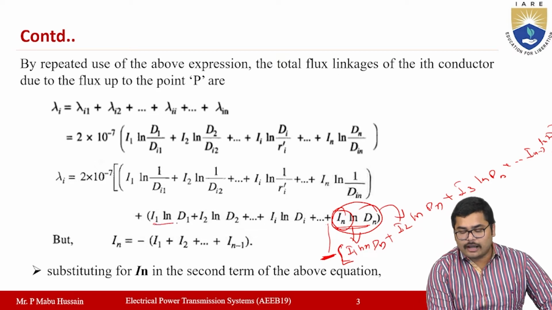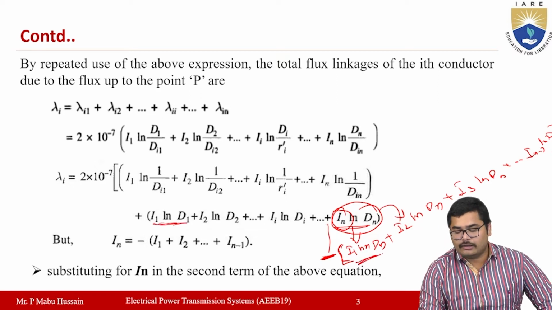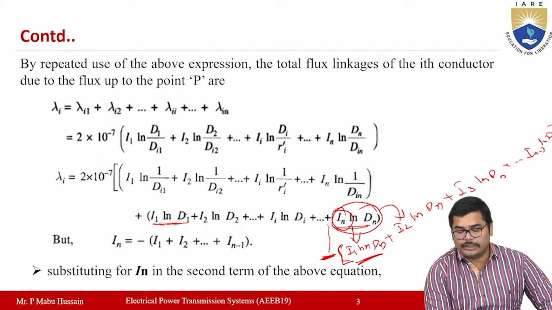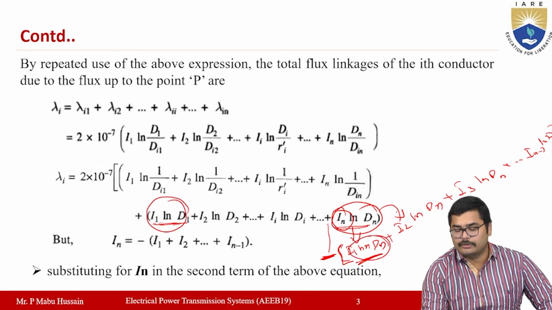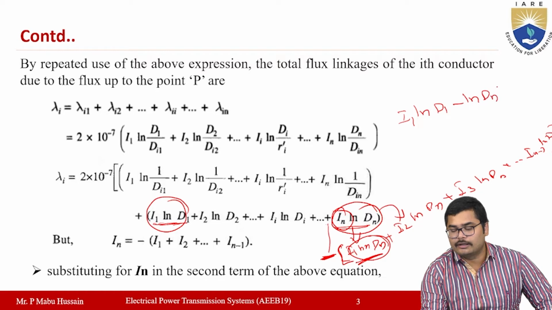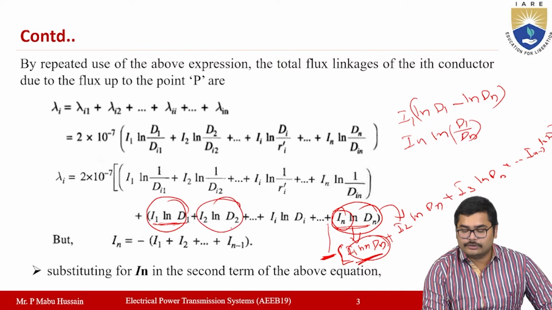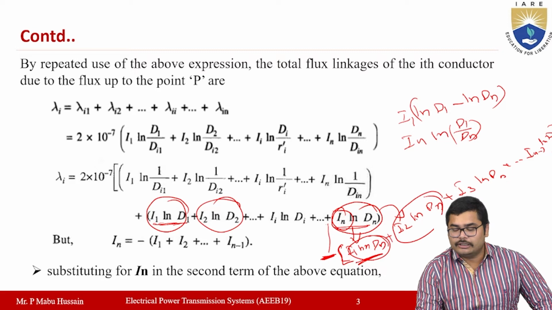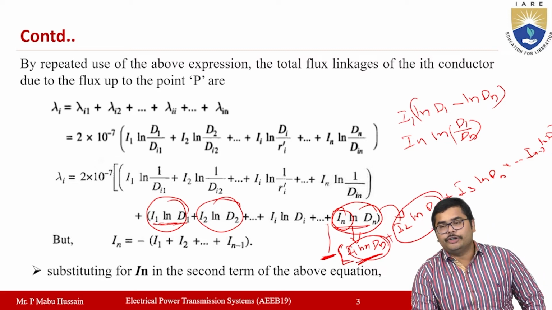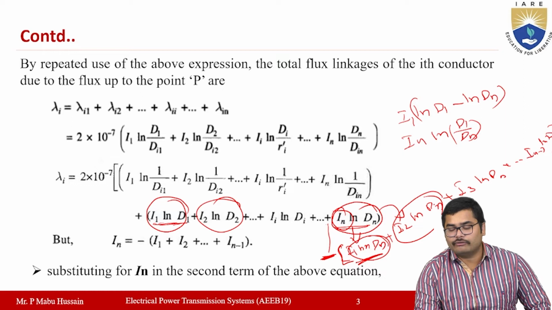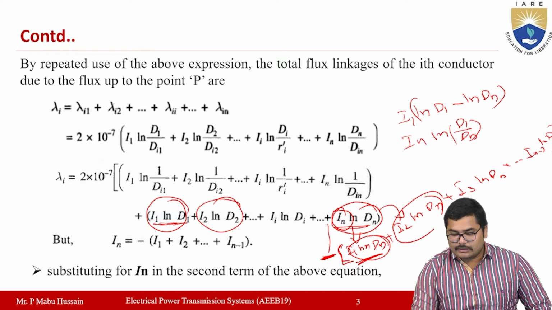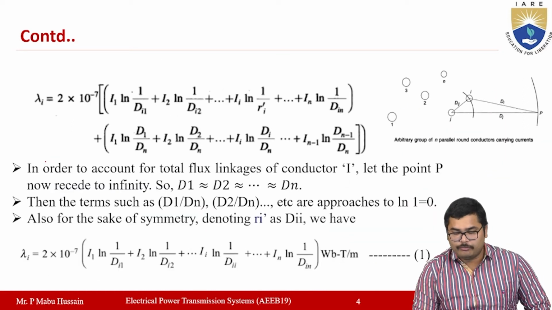Okay, now if you take this I1 ln d1 and I1 ln dn, these two terms, then if you take I1 as common, you will have ln d1 minus ln dn. So this can be written as I1 ln d1 by dn. Similarly, if you take the second term here and here, this can be written as I2 ln d2 by dn. Like that you can write for all the terms. Then this lambda I expression will become this equation.